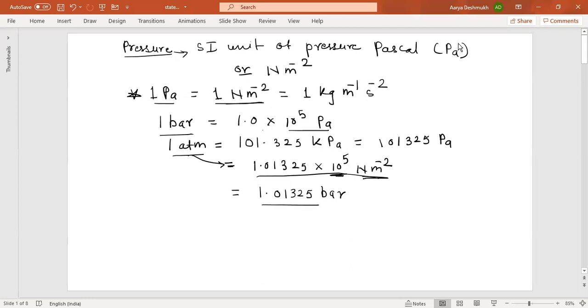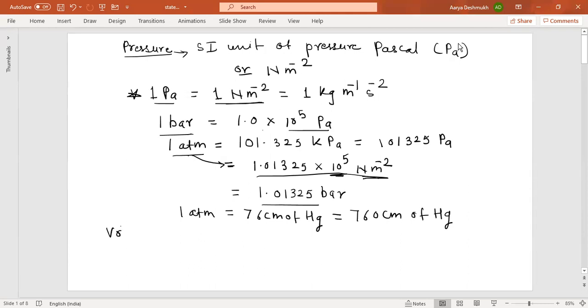Okay, now 1 atmosphere is equal to 76 centimeter of mercury, Hg, which is equal to 760 millimeter of Hg. So these are the different ways in which you can express pressure, that is Pascal, bar and atmosphere. So you need to know interconversion for expressing pressure in different units.